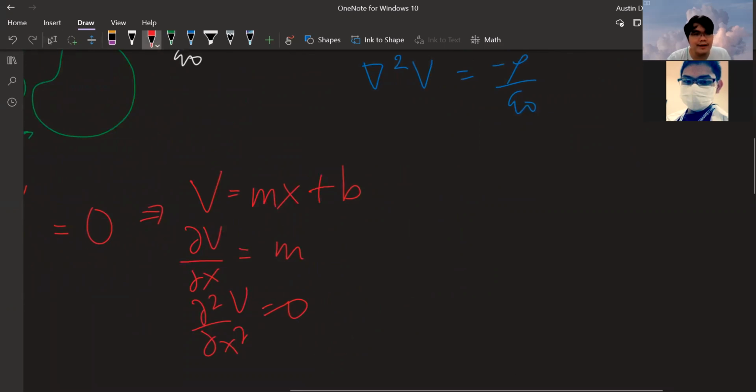Okay, let's try to graph this. Suppose your line is something like this.